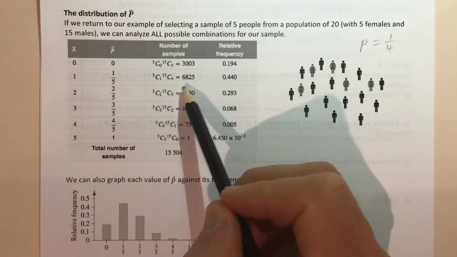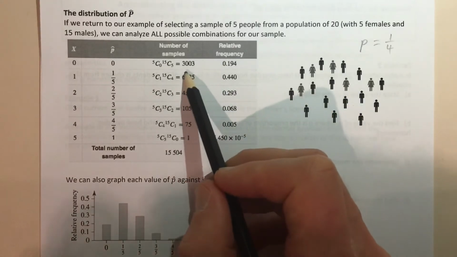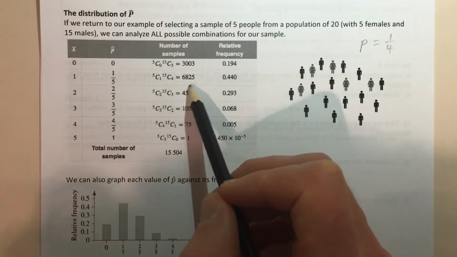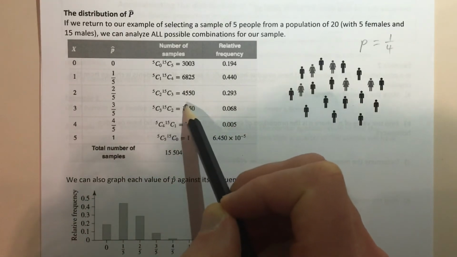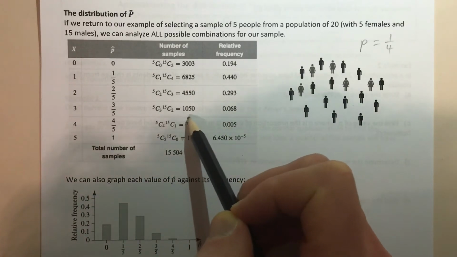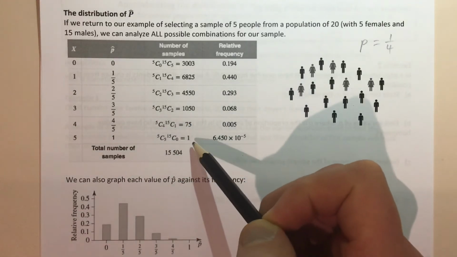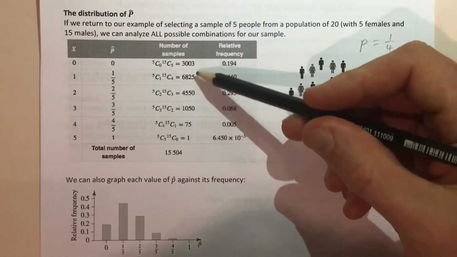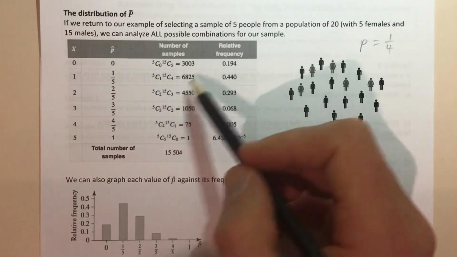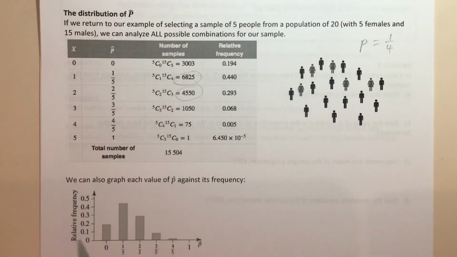You can see that with this sample of taking 5 people from a group of 20, there's 3,000 ways that you could end up with 0 females. There's 6,800 odd ways you could end up with 1 female. 4,500 ways of getting 2 females in the sample, just over 1,000 ways of getting 3, only 75 ways of getting 4, right? So that's getting quite unlikely, and then only 1 way of getting 5 females in this sample. So when you look at the likelihood of each of these outcomes, it's these, getting 1 out of 5 and 2 out of 5 that are much more likely than the others, okay?